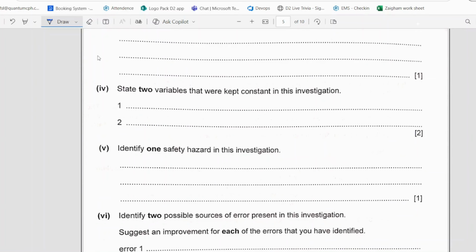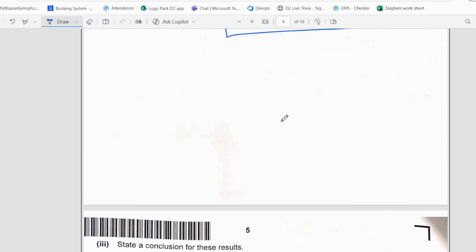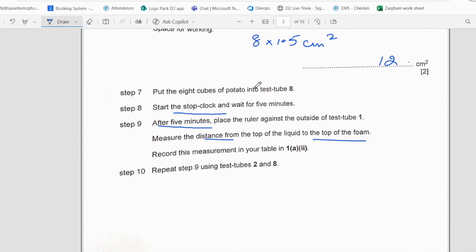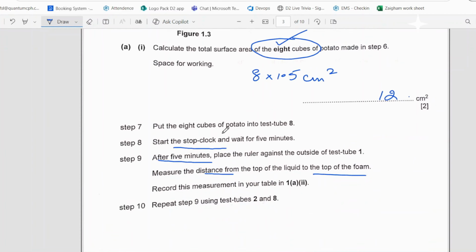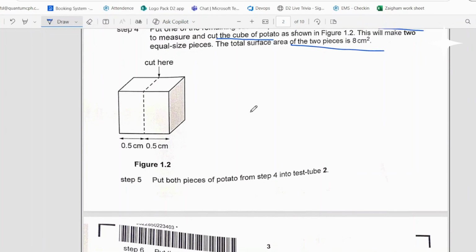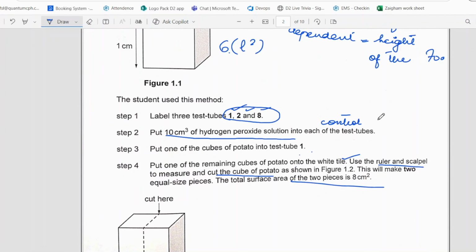Which variables were kept constant in this investigation? The volume of hydrogen peroxide is constant.